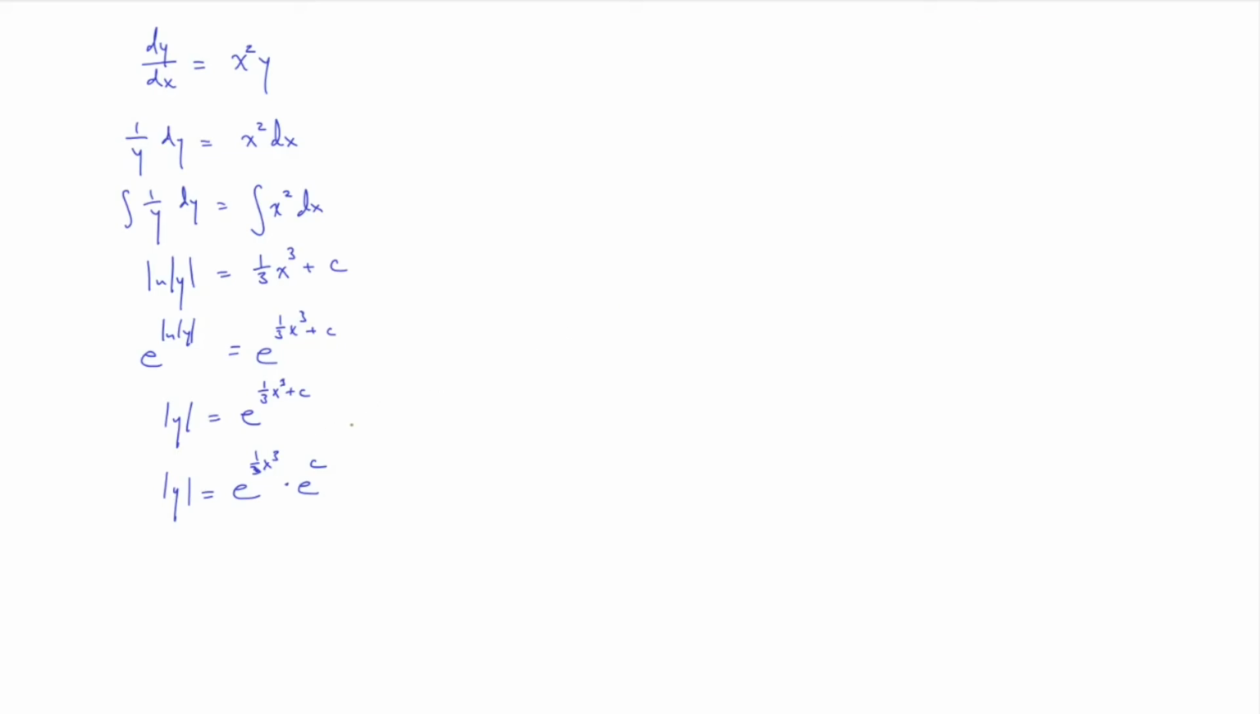And the beauty here is that e to the c, well, c is some constant, e is a number, e to the c is just some different constant. And so we can rewrite this as absolute value of y is equal to some constant times e to the 1/3 x cubed. It's not the same constant that we had a moment ago, and if it makes you more comfortable, you can call one c1 and the next one c2 or something like that, but they're both just constants.